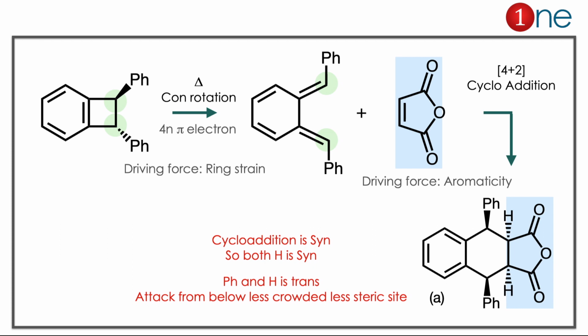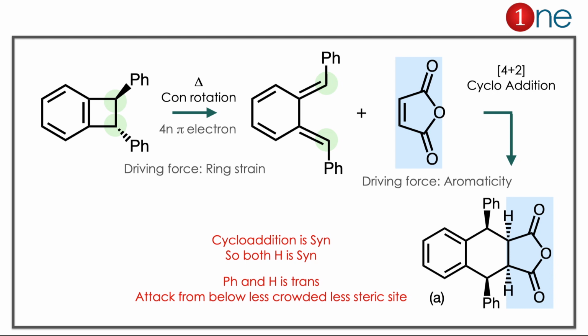The starting material is a fused ring system. Phenyl and cyclobutyl are there. The phenyls are anti to each other. The cyclobutyl ring is very strained, so it tries to open. You are using thermal condition. So 4n pi electrons are involved. 4n and thermal means it is conrotatory. So the ring is opened there. So you have a double bond outside the benzene.